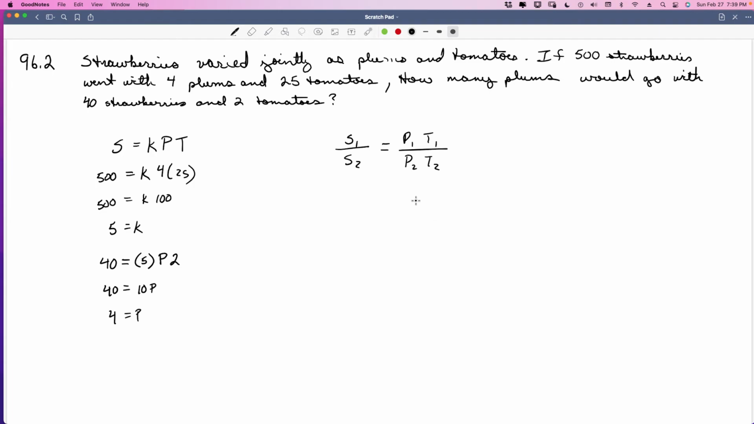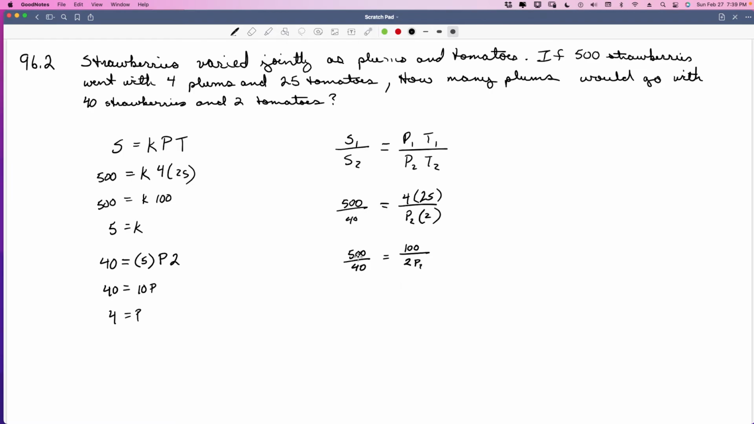Okay, so now let's work it on this side. So if we have 500 strawberries in the first event and 40 strawberries in the second event, the first event of plums is 4. The second event of plums, we don't know. That's P2. We don't have a clue what P2 is. T1 is 25 tomatoes. T2 is 2 tomatoes. So now we just do the math. We have 500 over 40 equals 100 over 2 times P2.